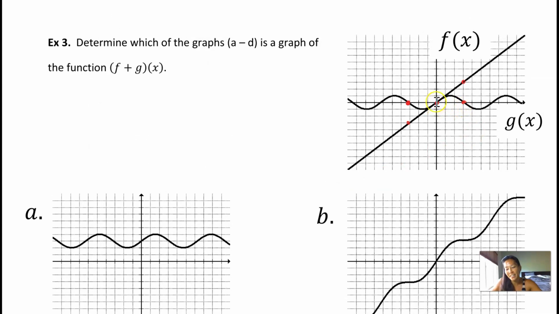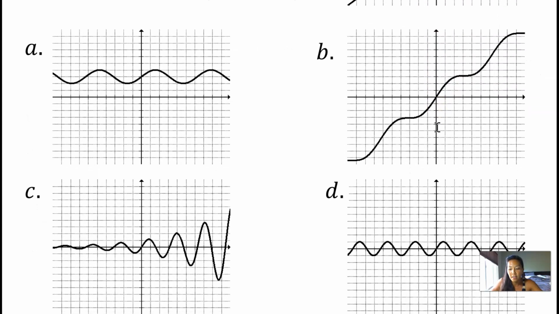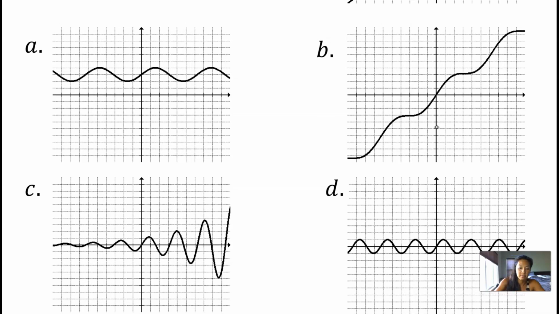All right, so what I'm showing you here on this original graph are red dots. And why did I choose those? Well, you could add the outputs together very nicely. So at 0, 0, f of x and g of x have outputs of 0. So if I add those together, I should have 0 as my answer. So I could easily eliminate A. You see how that output is not at 0, okay?